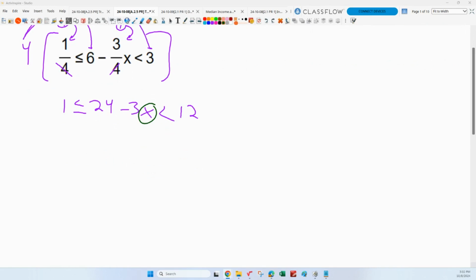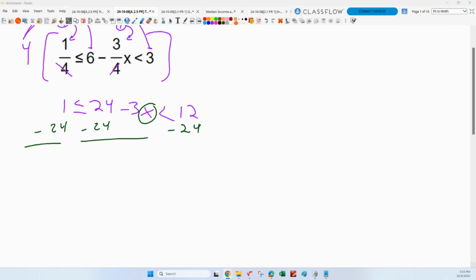Minus 24. Okay. Somebody different. What's the next thing? We subtract 24 first, and then what? Yeah. Divide by negative 3. Exactly. Good. Just using inverse operations, right? So we subtract 24 from all parts.